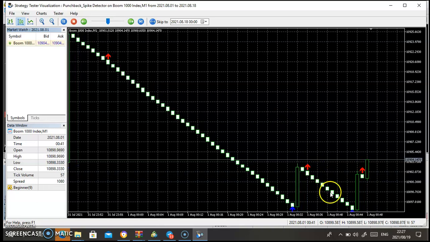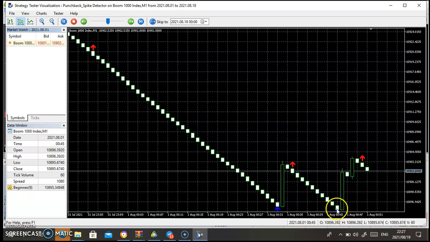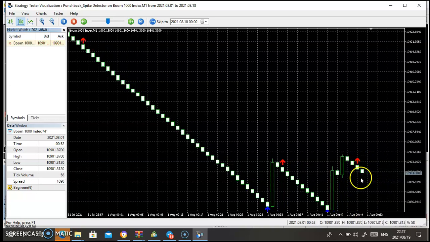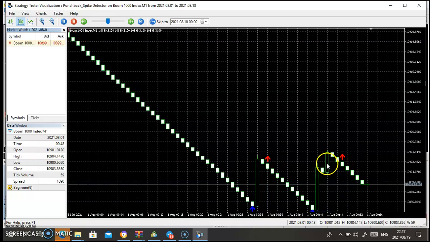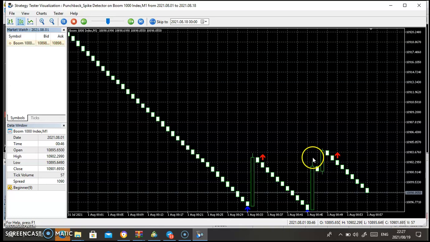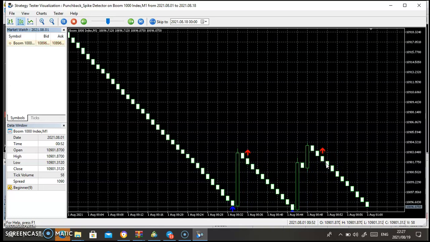Do you guys see what happened over there? It didn't give us the arrow. It didn't give us the arrow over here, and now it gives us this red arrow. But look what happened. It gave us a red arrow over here, but then it disappeared. It repainted. So you guys need to be cautious when using this type of system.